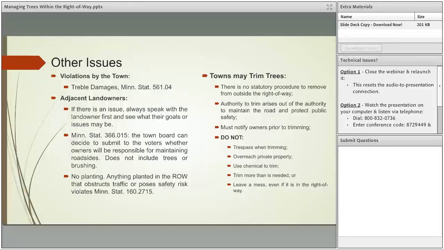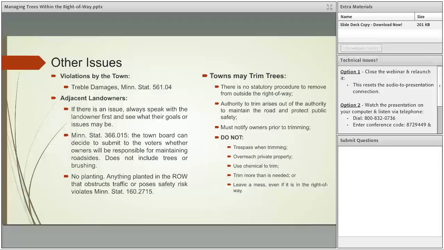If a landowner decides to start planting within the right-of-way, whether trees or hedges, that does pose a safety risk, and it does violate Minnesota Statutes 160.2715, which carries a penalty of a misdemeanor. But it is best to notify the landowner of their violation and try to work with the landowner to make sure things don't get more messy than they need to be. Just try to work with the landowner to remove it.